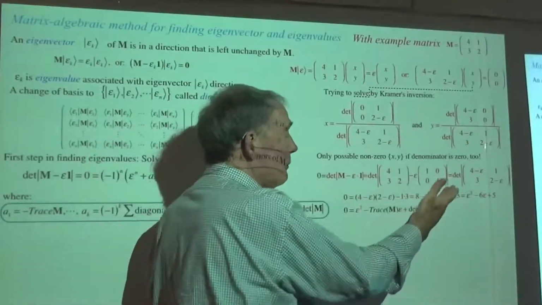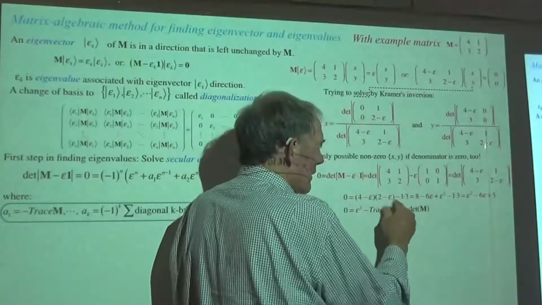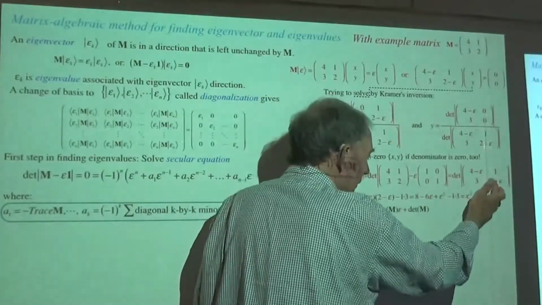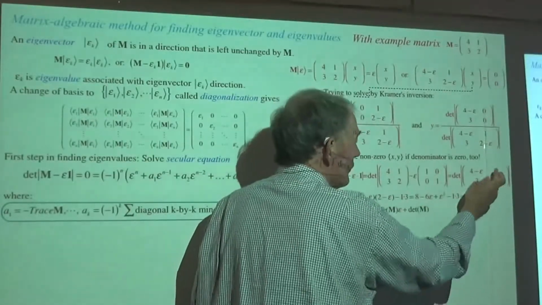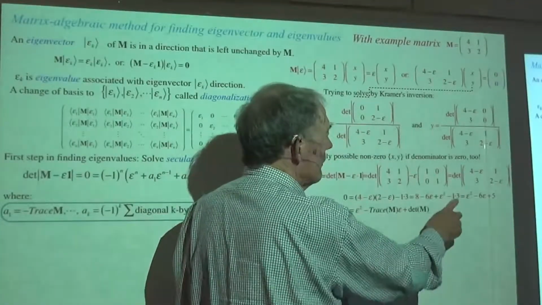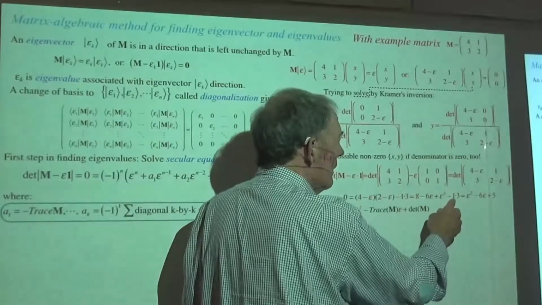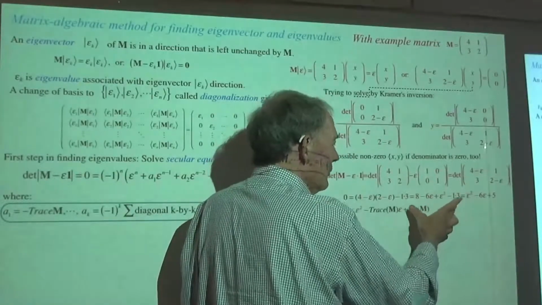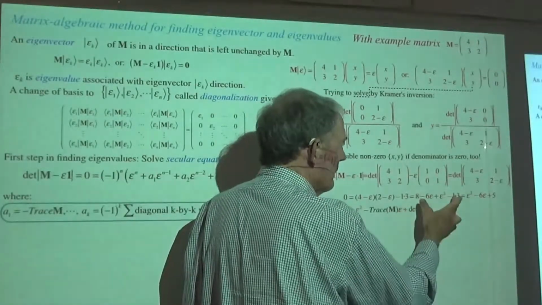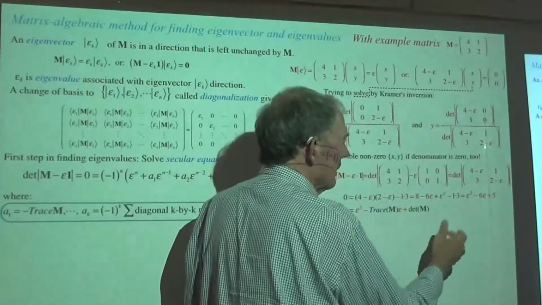It's really easy with a 2 by 2 matrix to work out that determinant. Here I just worked it out: this times this minus this times this. That works out to a quadratic, and then that extra minus 1 times 3. I've got an extra 8 here, so 8 minus 3 is 5, and epsilon squared minus 6.